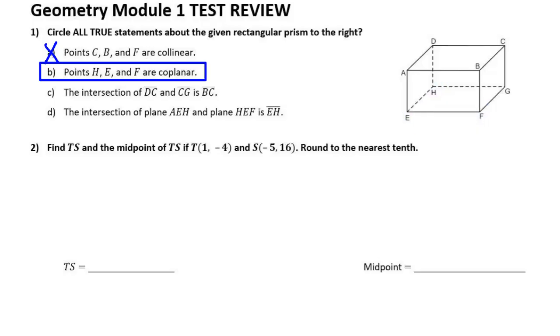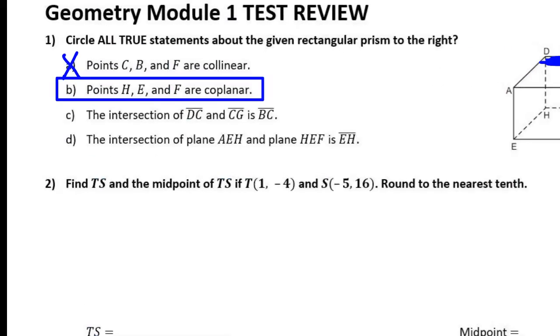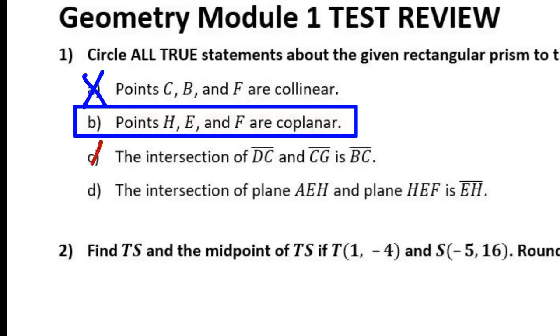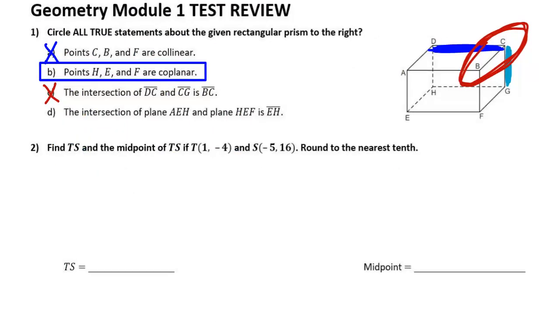All right. The intersection of segment DC, here's segment DC, and segment CG, here's segment CG, is segment BC. Here's segment BC. Do the light blue and dark blue lines touch everywhere that is circled in red? No, then that is not the intersection of those two lines. They touch at C, but they don't touch at B. So C is not correct.